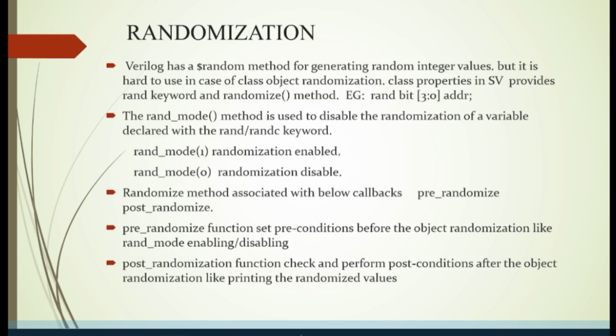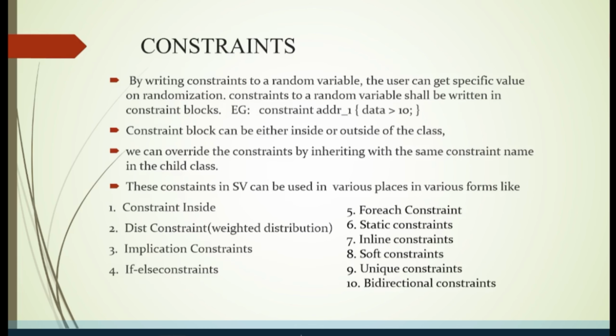So in order to randomize those objects, $random doesn't support this particular class object randomization, which is why the randomization concept was introduced in SystemVerilog, which is far better compared to that of Verilog, right? So again, in this randomization, in order to put limits on it, since we will be developing complex circuits, we will basically be giving a very high number of bits.